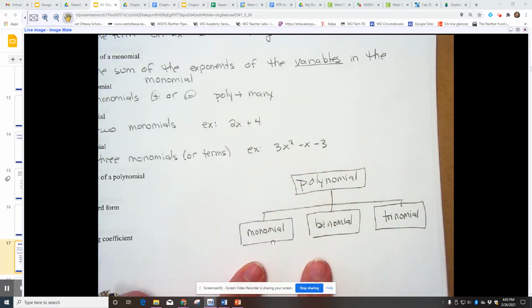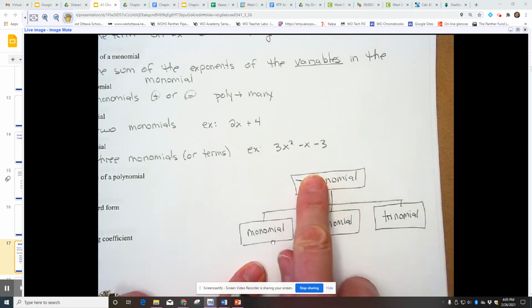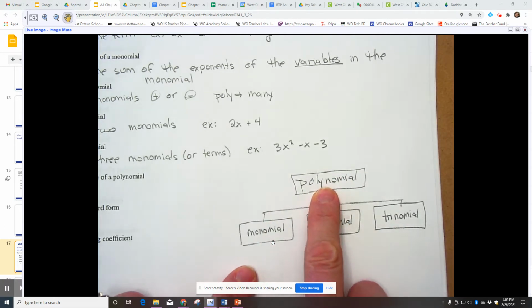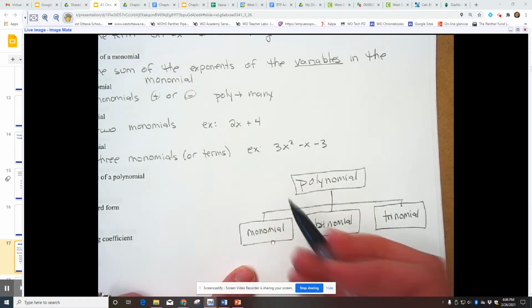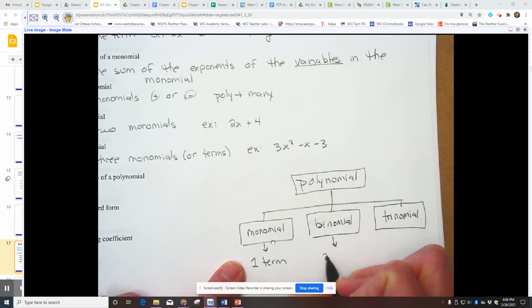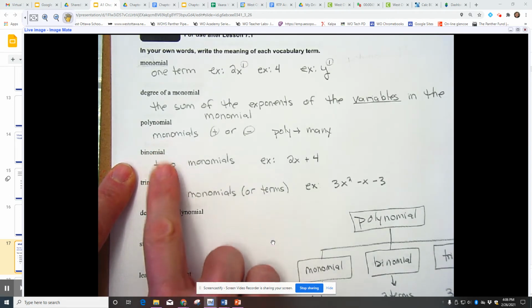So hopefully you've paused and put this chart in. This just kind of says, hey, we got polynomials. That's the overarching term. Monomials, binomials, and trinomials are just different types of polynomials. So polynomial means many. Think poly means many. A monomial has one term. A binomial has two terms. And a trinomial has three terms. Right? A bicycle has two wheels. A tricycle has three wheels. Okay, so up here, polynomial includes everything.